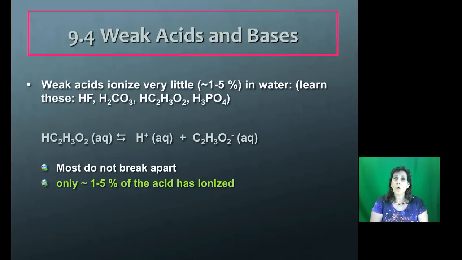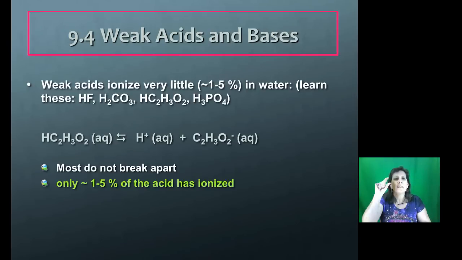We have 4 weak acids for you to memorize. I know that's a lot. The 4 acids are hydrofluoric acid, HF, carbonic acid, H2CO3, acetic acid, HC2H3O2, also known as vinegar, and then H3PO4, phosphoric acid, found in soda. So those are our 4 weak acids. They do not break apart 100%.